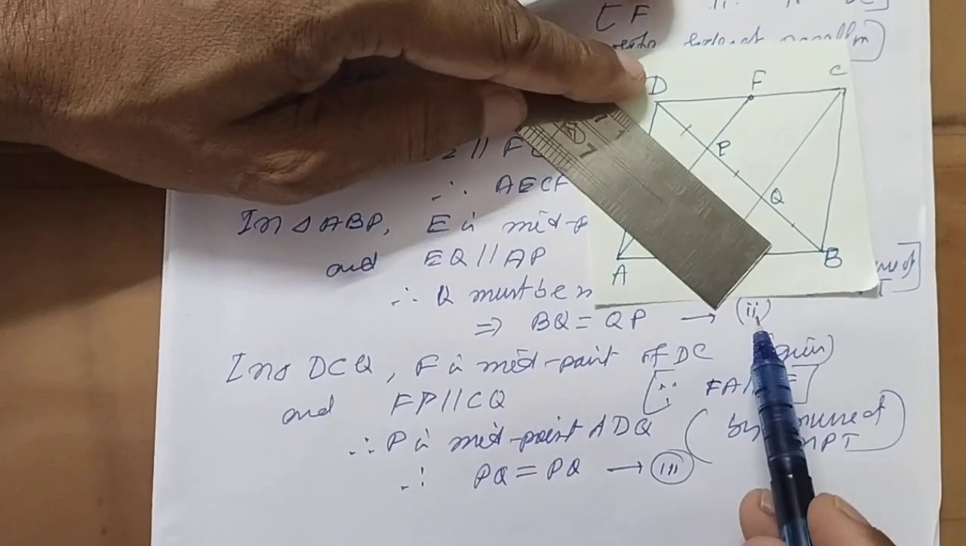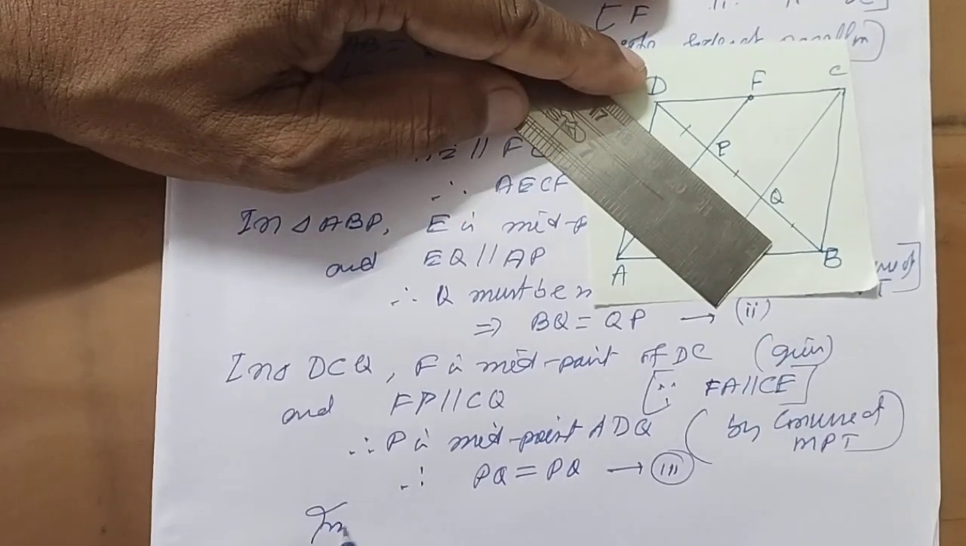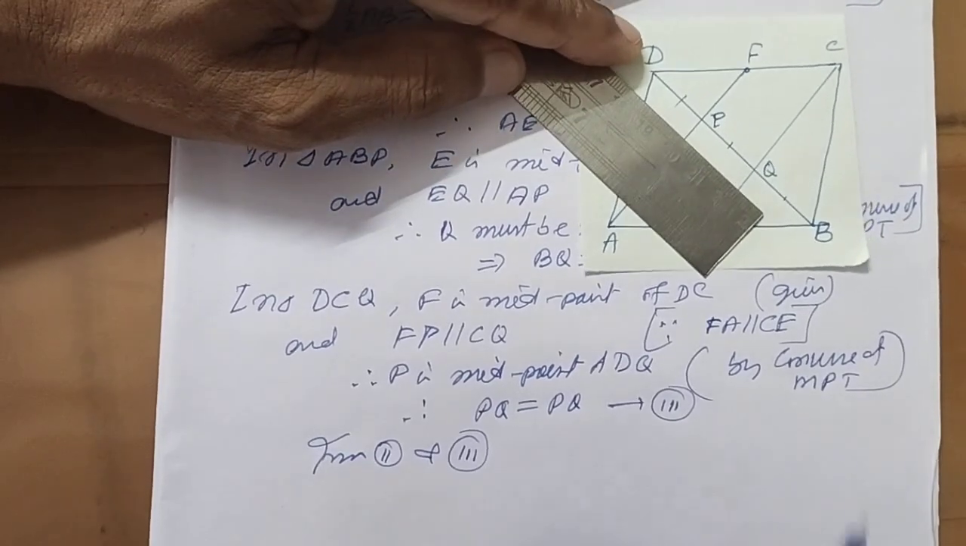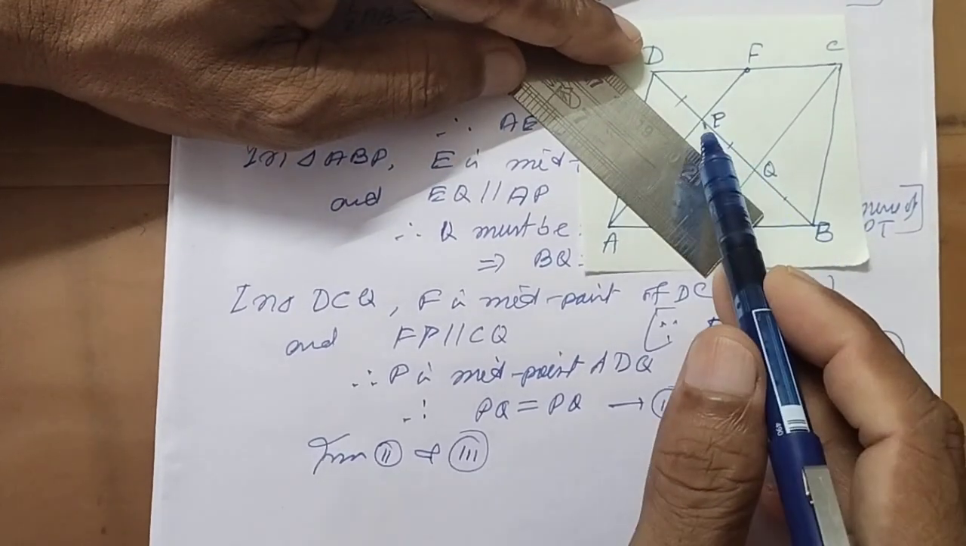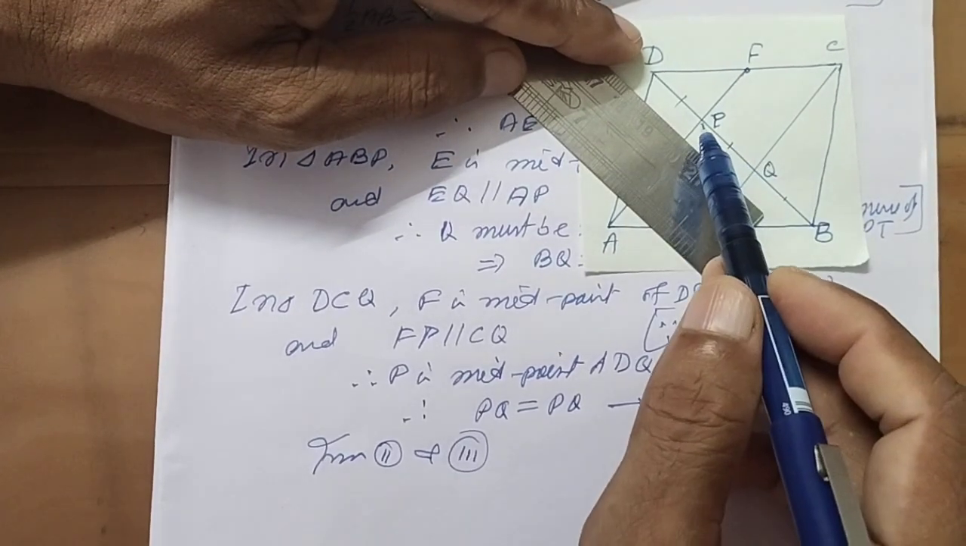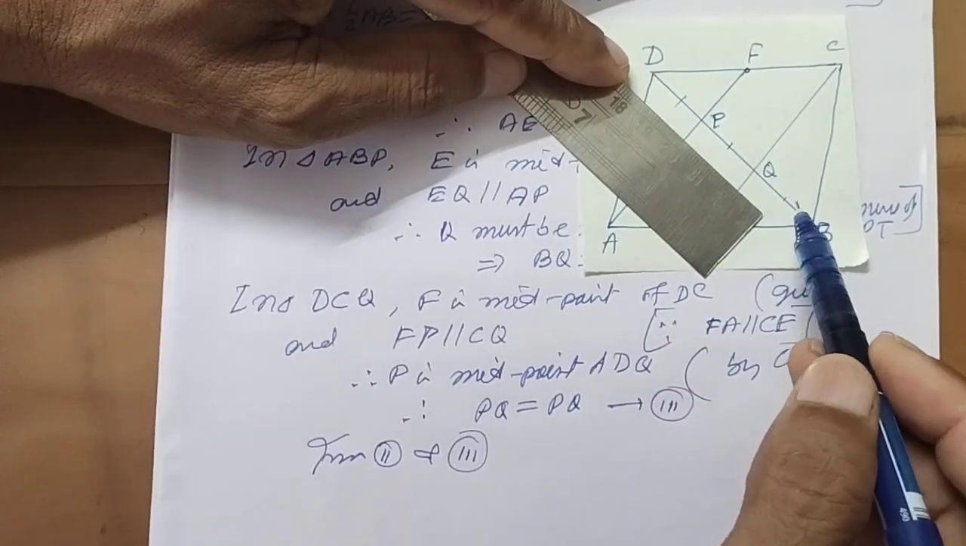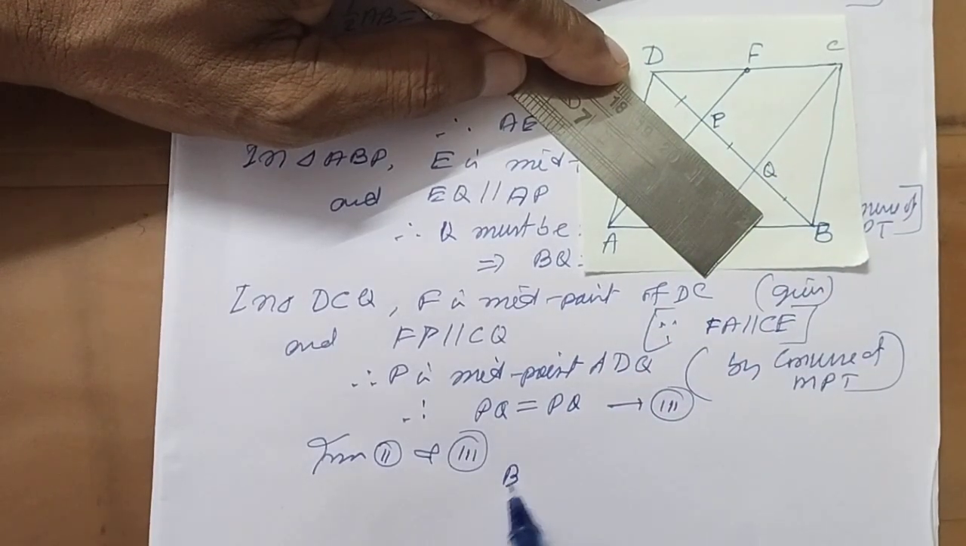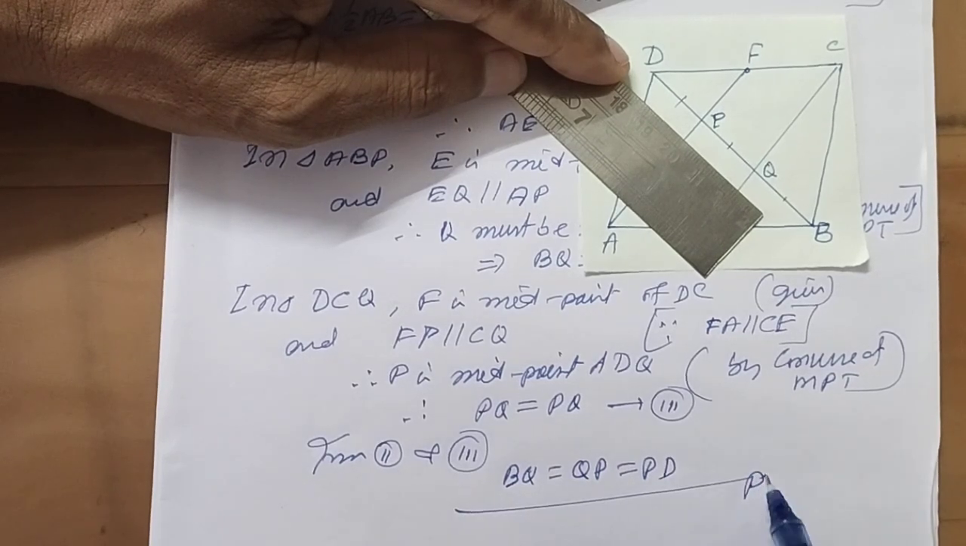Now you see from 2 and 3 what you are getting? You got BQ equal to QP and again QP equal to PD. So all the three sections are equal. Therefore, BQ is equal to QP is equal to PD, and that is the complete proof.